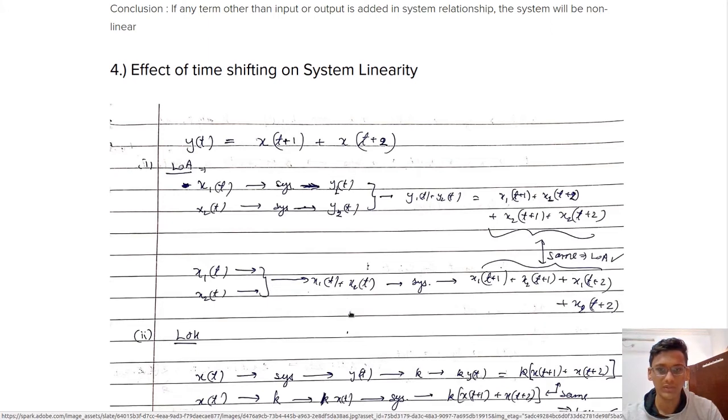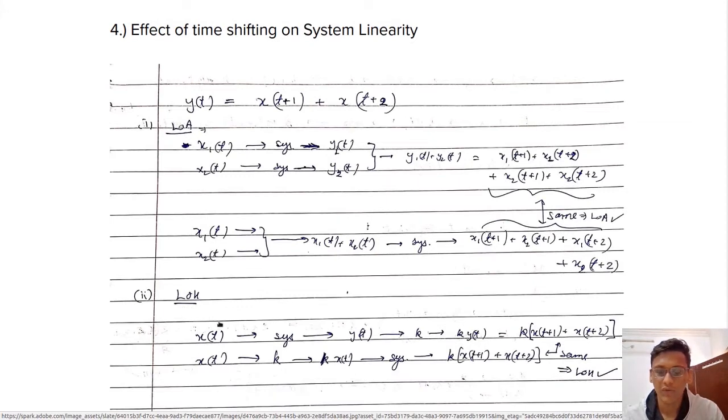Now taking these two signals, adding them, and passing them through the system, we get, according to the system relationship, x1(t+1) plus x2(t+1) plus x1(t+2) plus x2(t+2). Again, as we know that rearranging doesn't affect the value of a sum, these two are the same. That is, the law of additivity is obeyed.